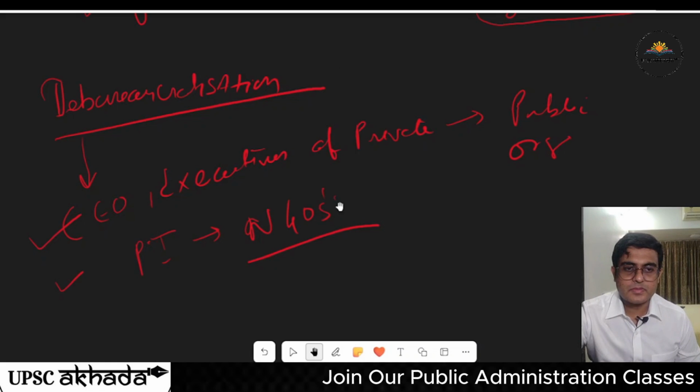Now next he talks about this. First is debureaucratization and decentralization. Next, the solution he gives is that there should be benchmarking.